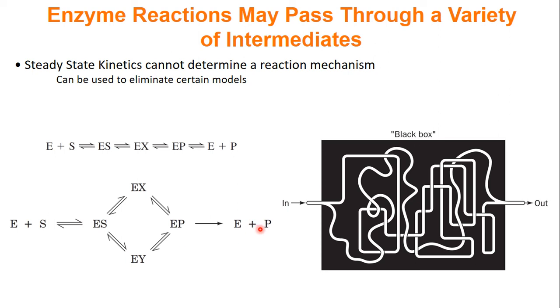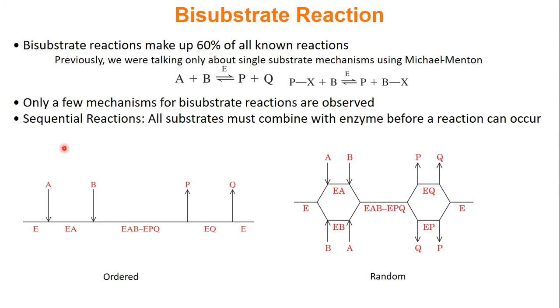And so the mechanism of enzyme kinetics is really sort of a black box. You know what goes in, you know what goes out. You don't really know how that happens, and kinetics can't really tell you that. You have to use other experiments. But we're just going to look at some basic mechanisms that could be used by your enzyme.